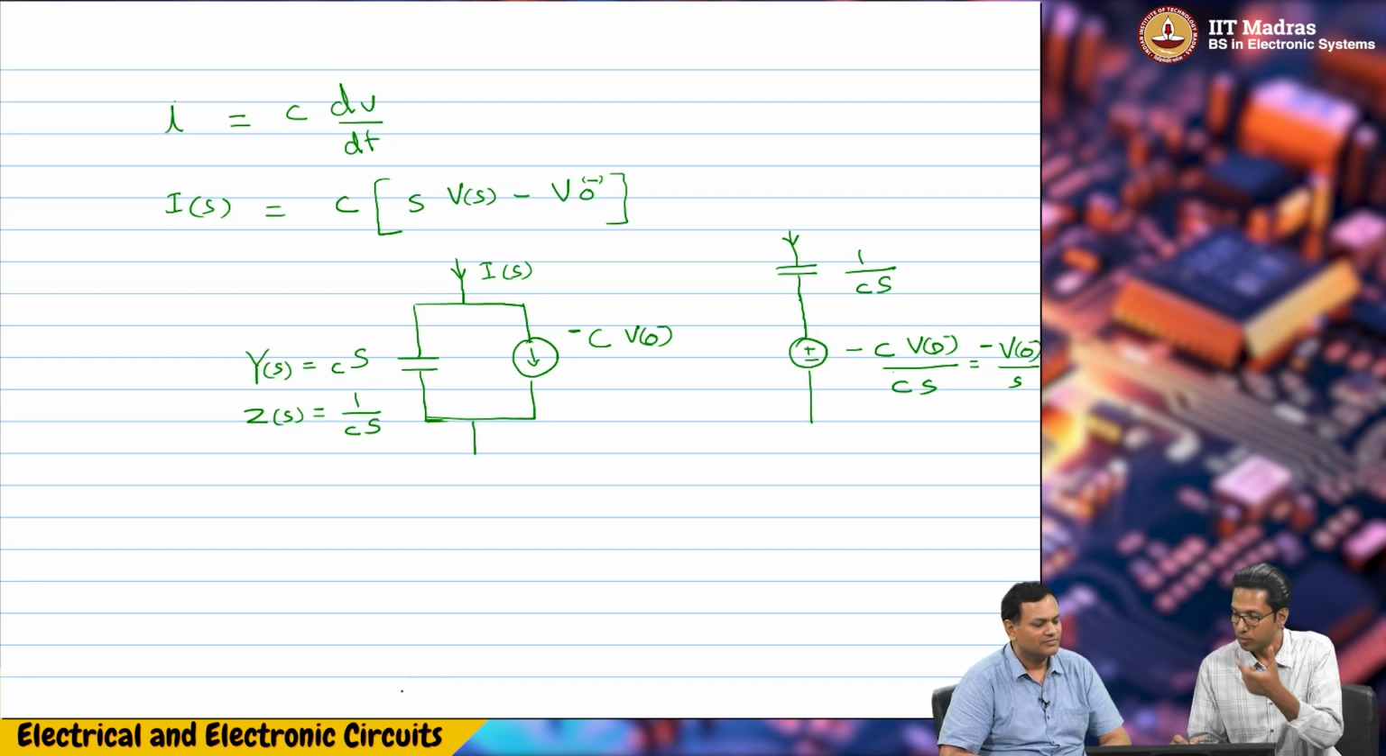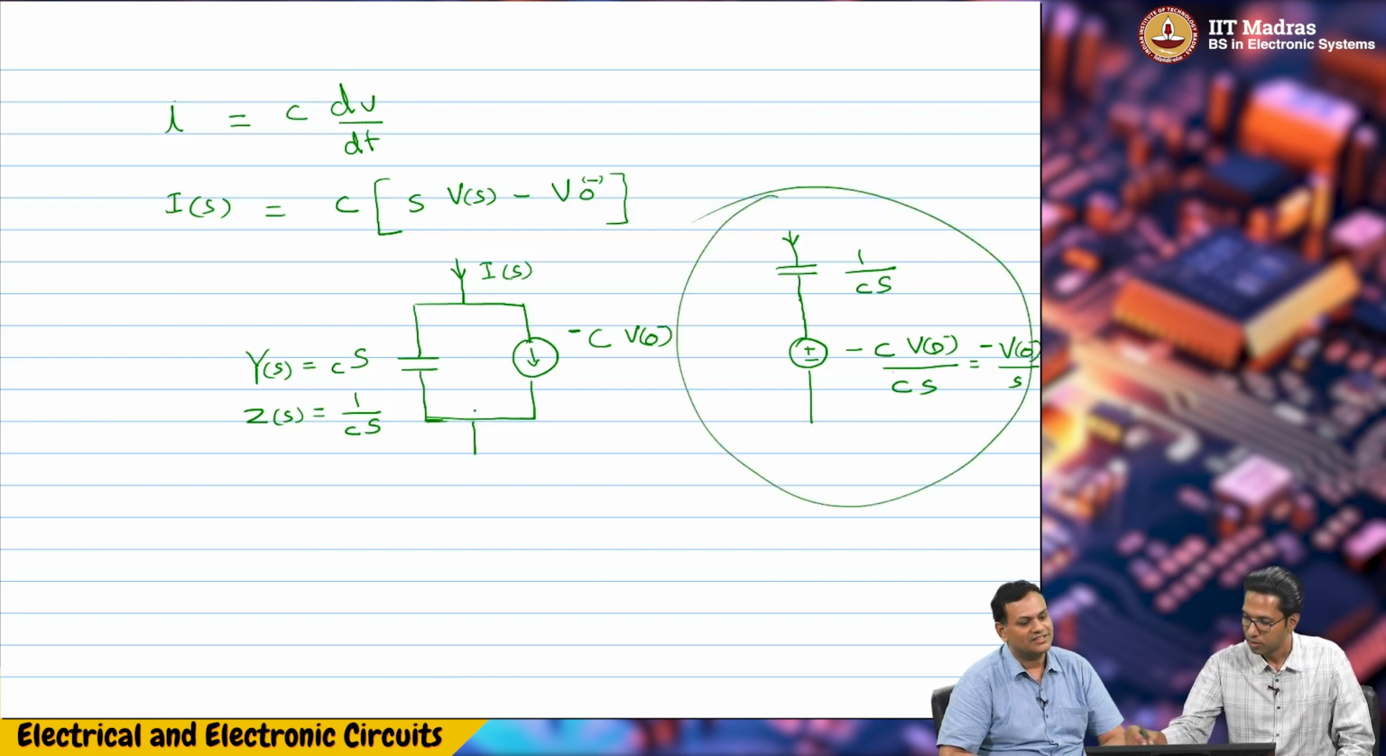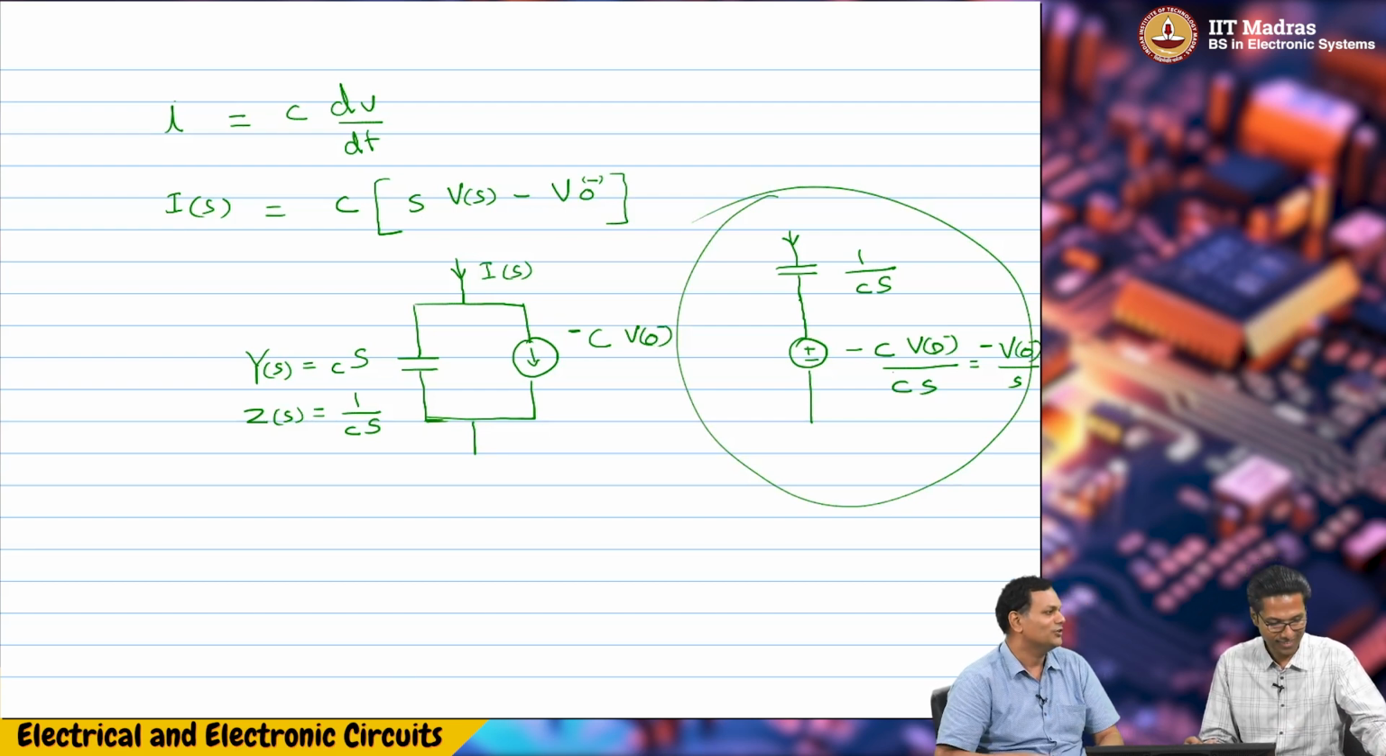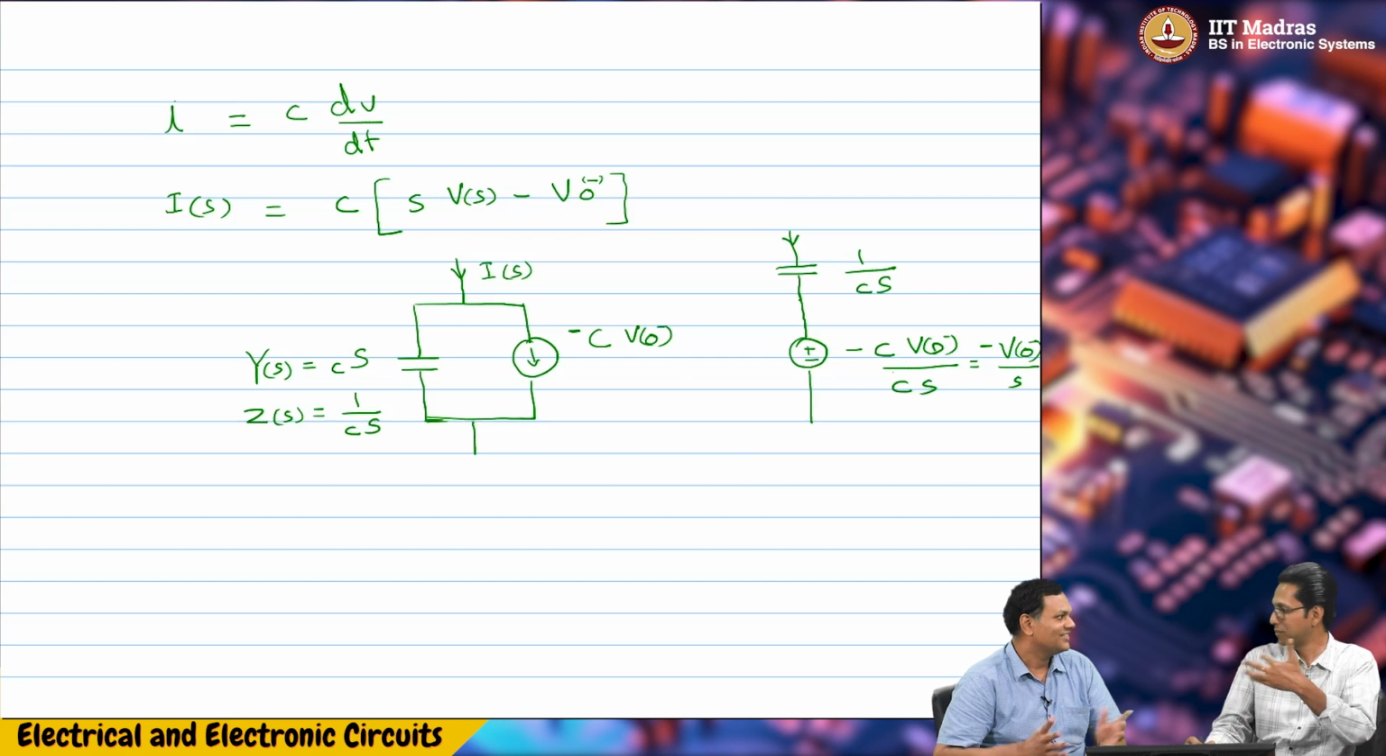So if you have a capacitor in the circuit, I can replace it with this in the Laplace domain. With either of these two, but probably this is more useful, depending on the other parts of the circuit. So both of them are useful.